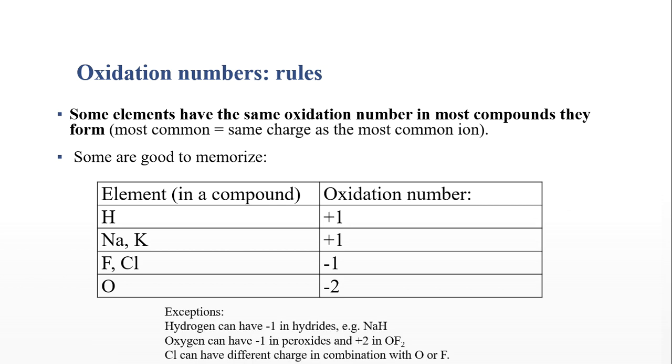There are some exceptions. For example, if hydrogen forms a compound with metals, then it will have the oxidation number -1. Then we call these compounds hydrides of metals. Oxygen can in a few cases have -1 as oxidation number in peroxides, for example, and in the compound oxygen difluoride it will have +2. And depending on how we combine chlorine with oxygen and fluorine, chlorine can have a different charge as well. But these are exceptions, and we won't be working much with those during this course.